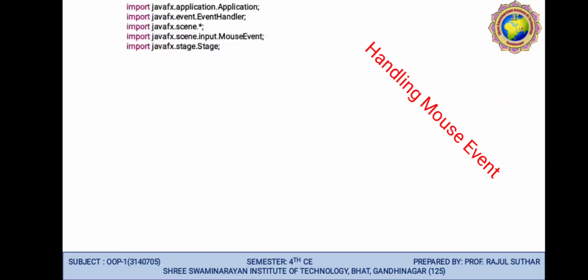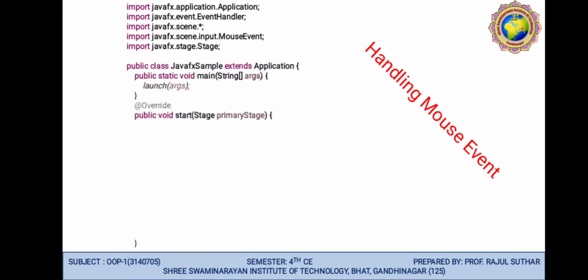For that we require imports: javafx.event.EventHandler, because we are working with events, and javafx.scene.input.MouseEvent. This is the most important while we are working with mouse events. Then javafx.stage.Stage. The class name is JavaFXSample. It extends Application. public static void main(String[] args) with launch(args), then override public void start(Stage primaryStage). It is the primary stage.